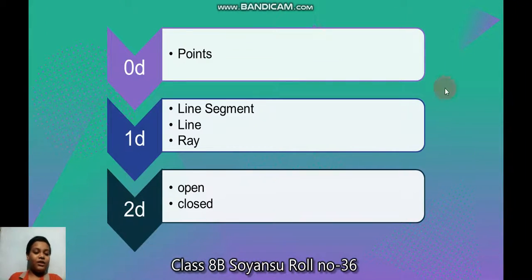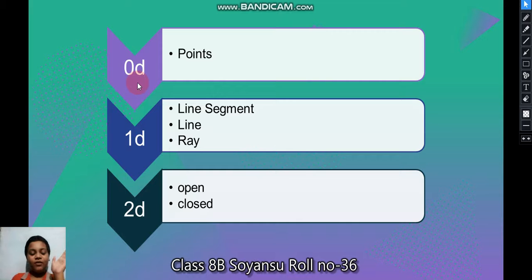So, what is the basic of geometry? You can see here 0D, 1D and 2D. There is 3D also, but in this chapter we are learning about quadrilaterals, so I will go till 2D only. Points are 0D figures; line segment, line and ray are 1D figures; and open and closed figures are 2D figures. We will learn about what open figures and closed figures are.